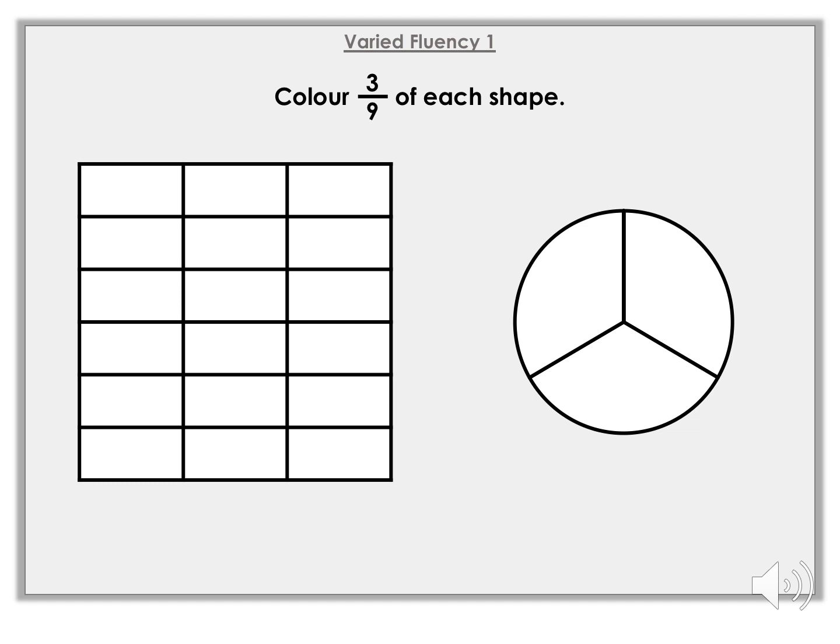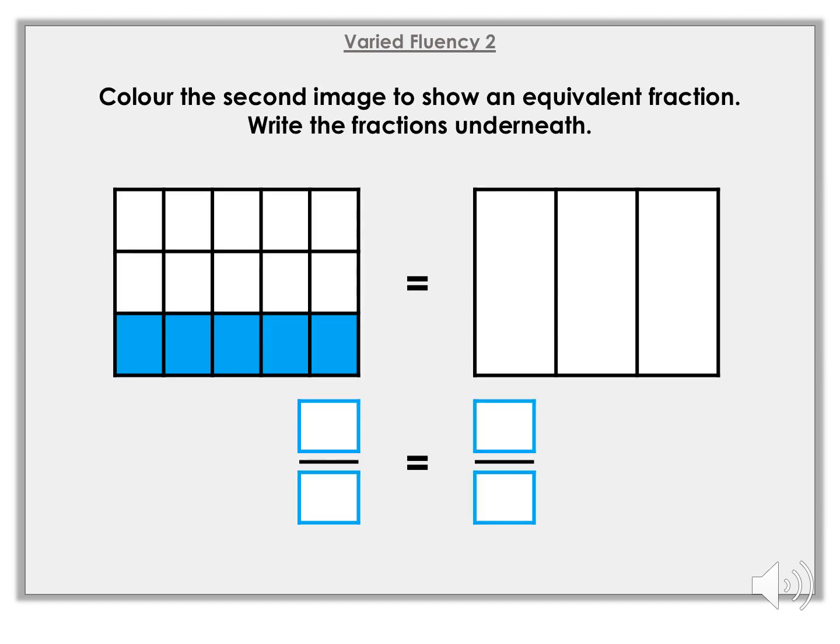And then there's one more style of question, which looks like this. Oh, sorry, there's one more as well. I'll talk you through both of them. So this one, it says, colour the second image to show an equivalent form.